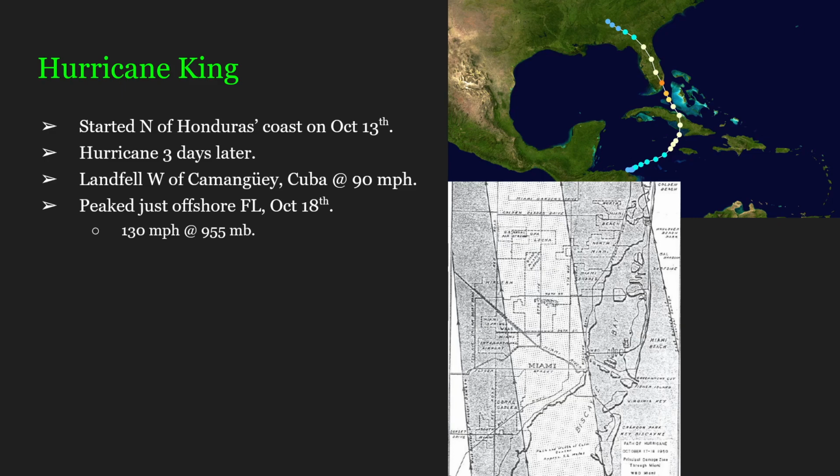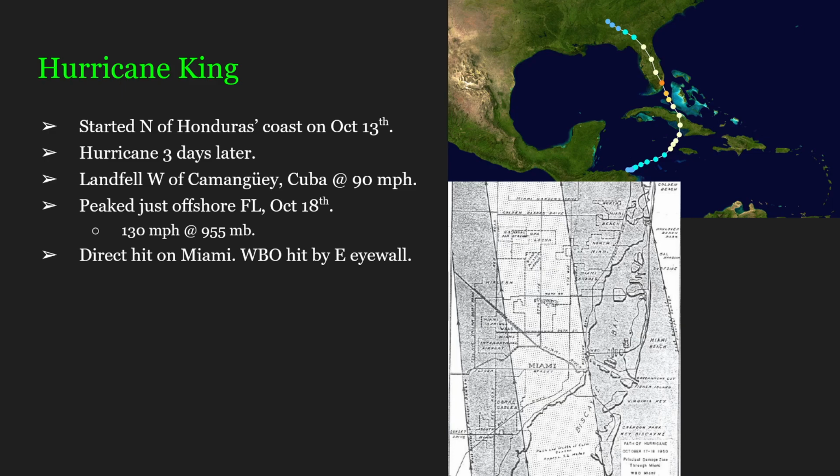This would, like Easy, not stop King from intensifying further. In fact, King peaked just before landfall. In fact, King would directly impact Miami. Spoilers. So this peak was 130 miles per hour at a relatively high-ish pressure for a Category 4 of 955 millibars. This peak was achieved on October 18th. Spoilers, I already spoiled this. King would directly landfall and therefore impact Miami.